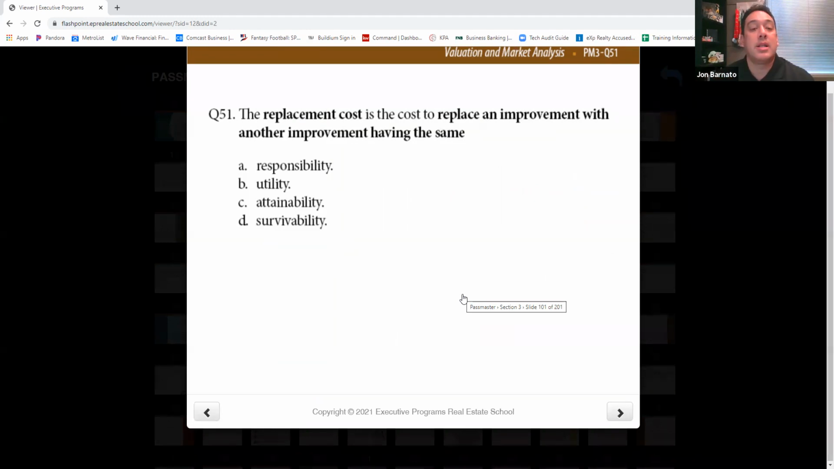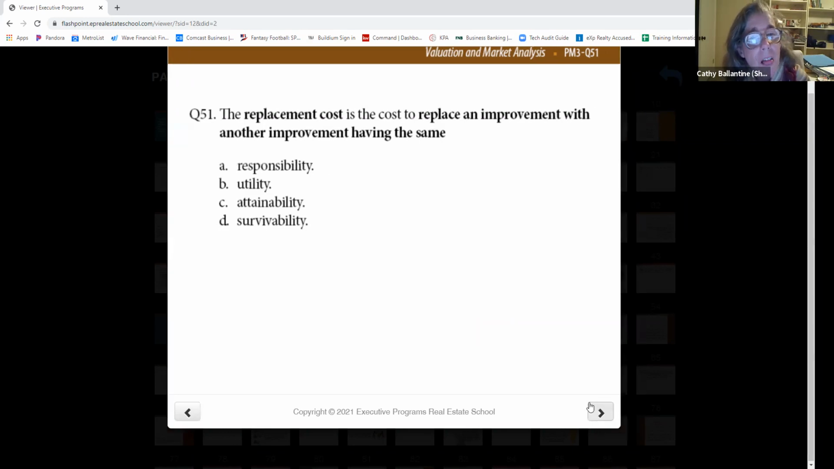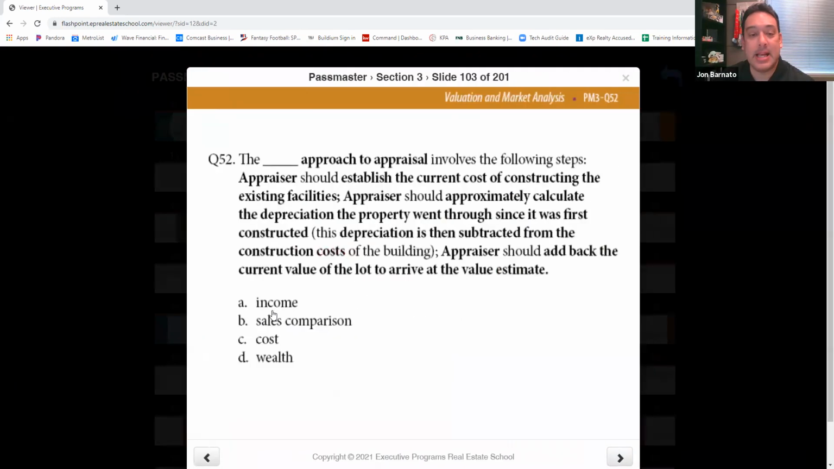So, the replacement cost is the cost to replace an improvement with another improvement having the same. B, utility. Utility. Thank you. You guys are learning. I like that.